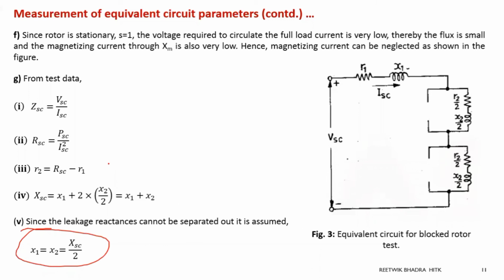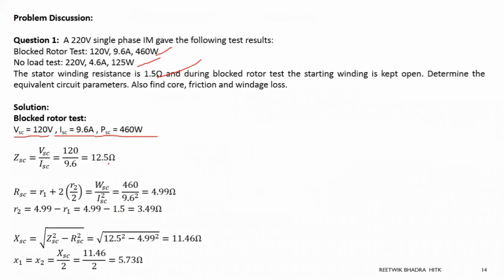RSC is PSC by ISC square. So PSC by ISC square gives you 460 by 9.6 square. That is nothing but equal to R1 plus R2. So 2 into R2 gives you R1. So what was R2? RSC minus R1. R1 brought to the other side, minus R1. So that gives me 3.49.